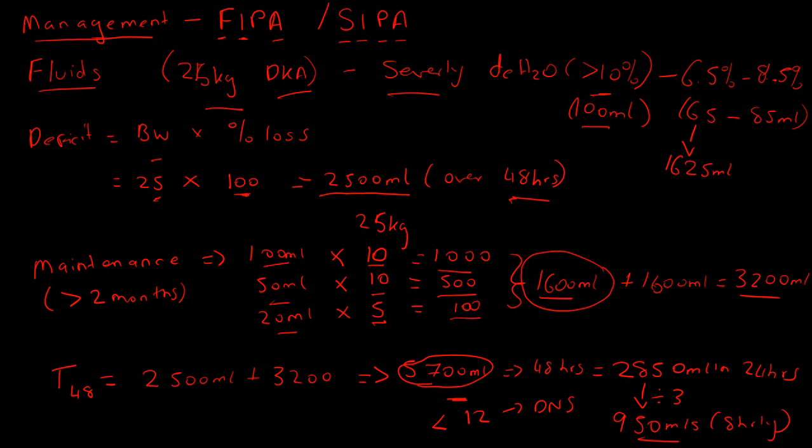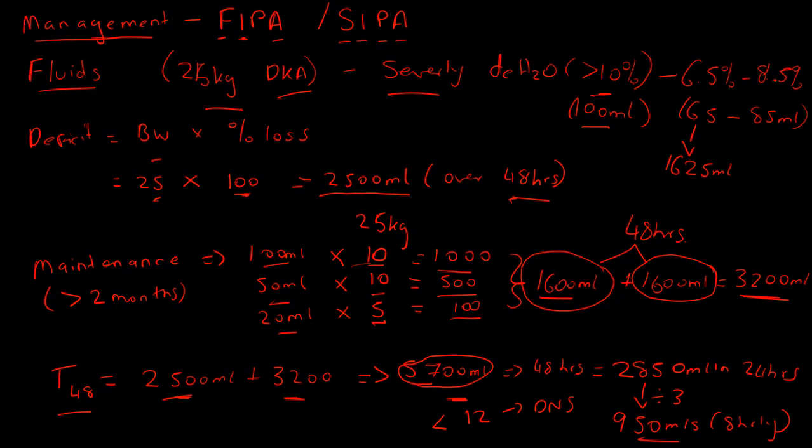Then in another 24 hours, they should receive another 1,600 mils. So this makes 48 hours together, which is a total of 3,200 mils. To find the total fluids they're going to receive over 48 hours, we say this 2,500 plus this 3,200, which is your deficit plus your maintenance fluid, and it gives us 5,700. But of course, you're not going to leave these orders in the file because it's going to confuse a lot of people.